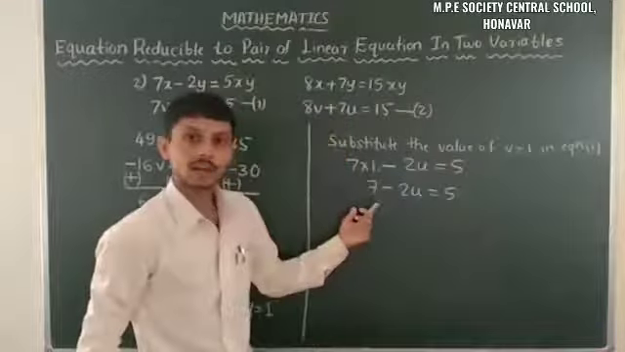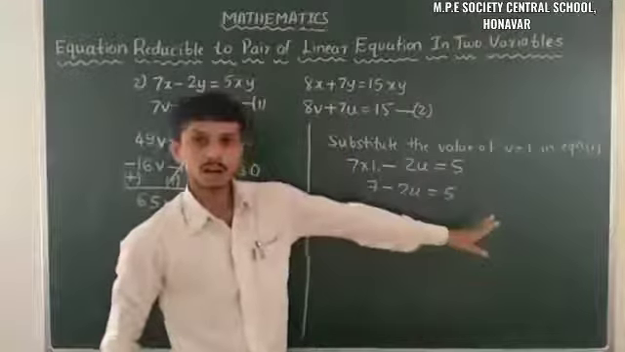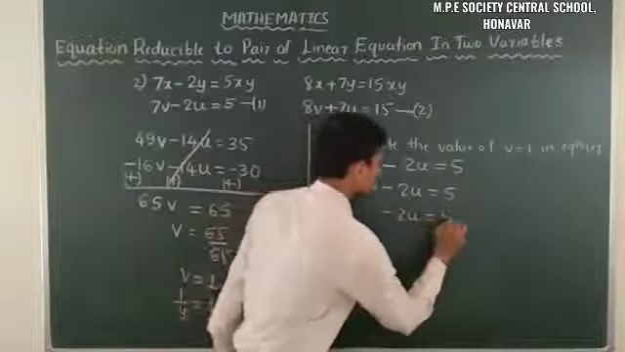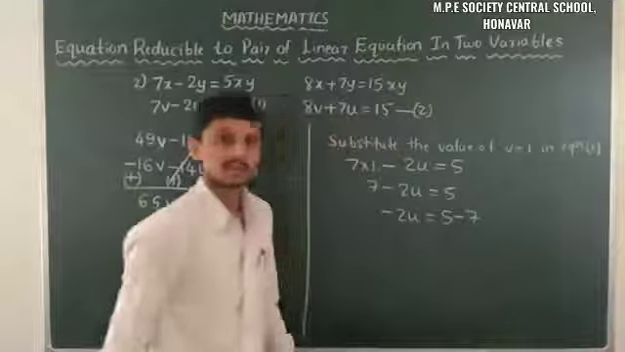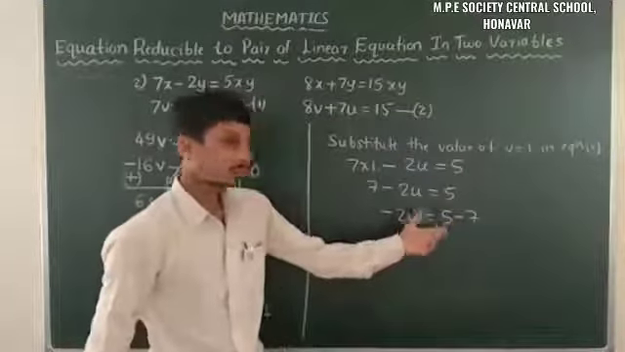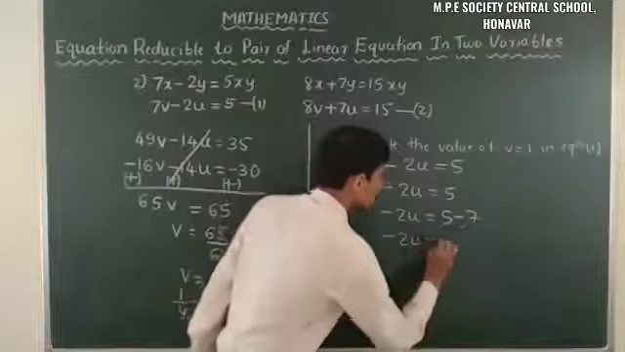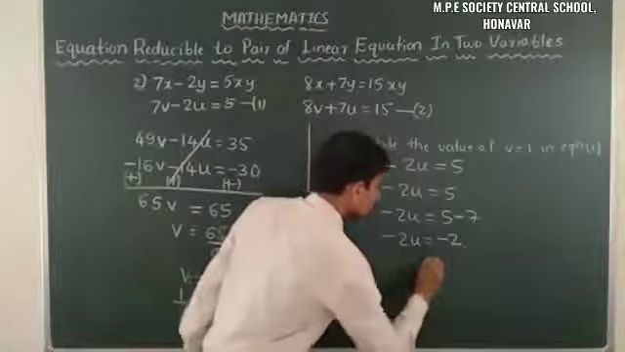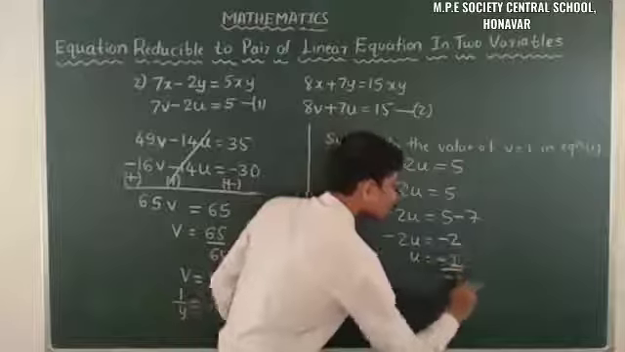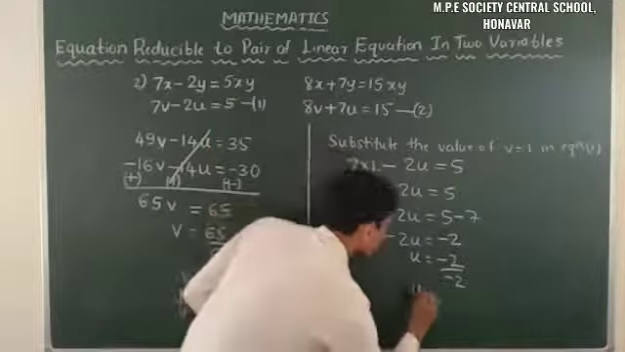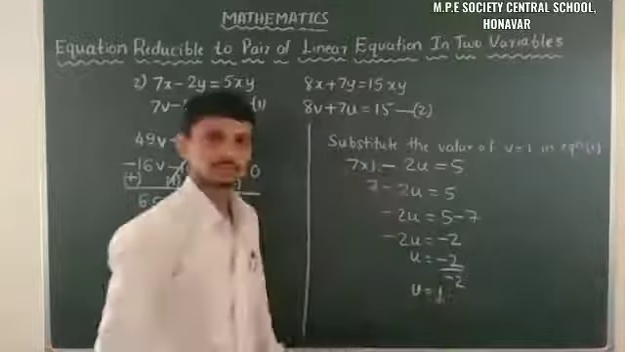Then I will transpose this 7 to the RHS side, it becomes minus. It is minus 2u is equal to 5 minus 7. So here 5 minus 7 means it's a minus 2. Minus 2u is equal to minus 2, and u is equal to minus 2 by minus 2. So here I will transpose minus 2 to the RHS side, then u is equal to 1.